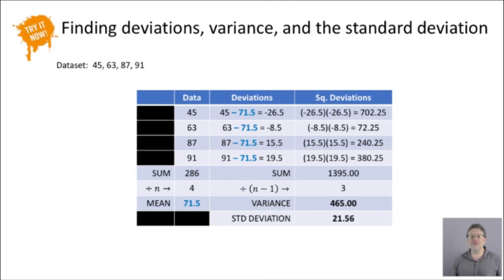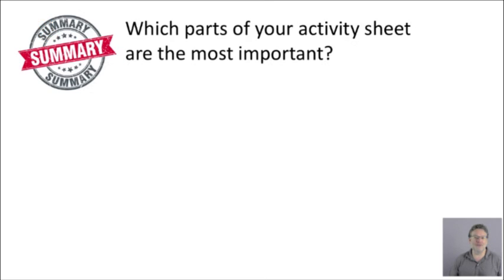Well, we've covered an awful lot of material here. We've covered the measures of central tendency, mean, median, and mode. We've also covered some measures of dispersion as well. The interquartile range, the range, as well as now the standard deviation. So go through your activity sheet and make sure that you highlight all of the things that are most important, which will help you to study most efficiently and effectively for the upcoming exam.